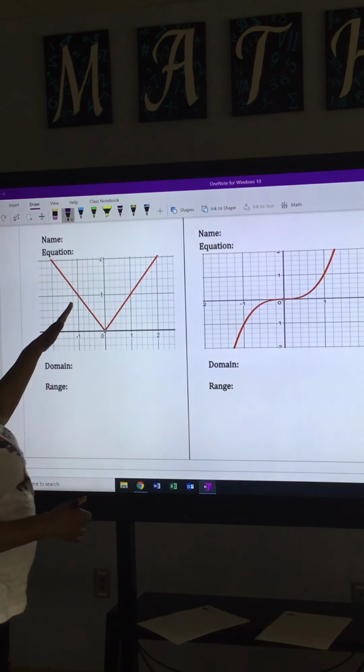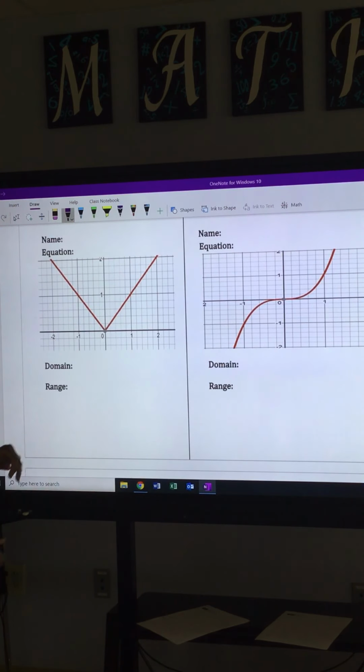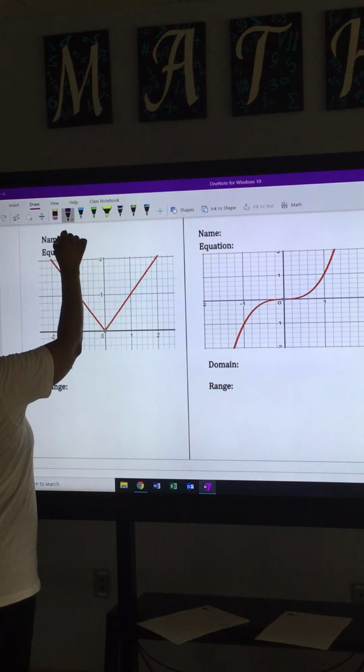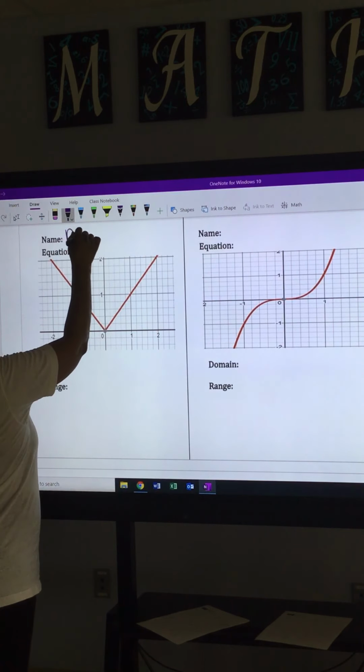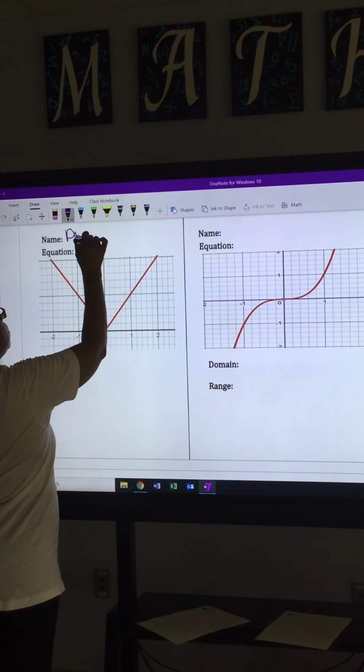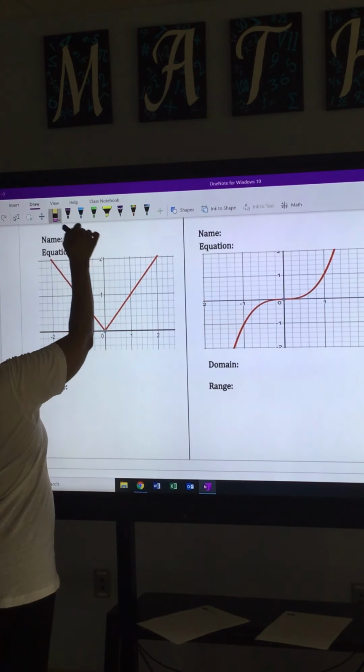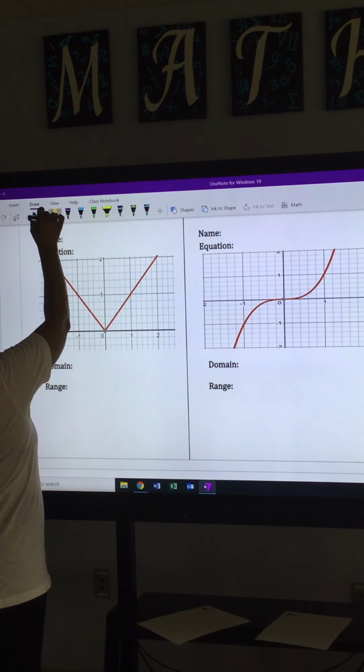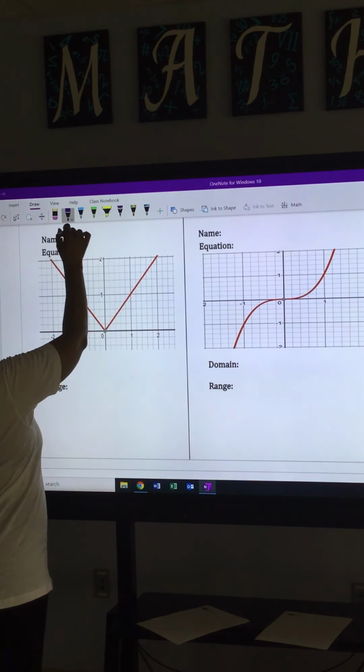All right, the next one we're gonna look at, this is an absolute value function. So this is an absolute value function, A-B-O. And again, I'm a math teacher, not an English teacher, so you guys just forgive me on that.